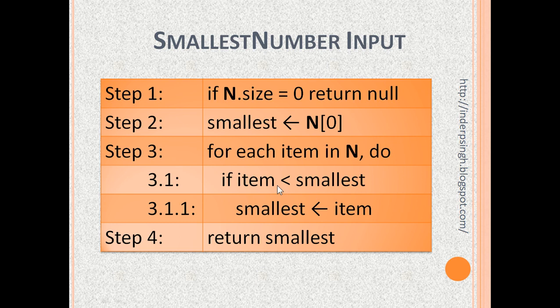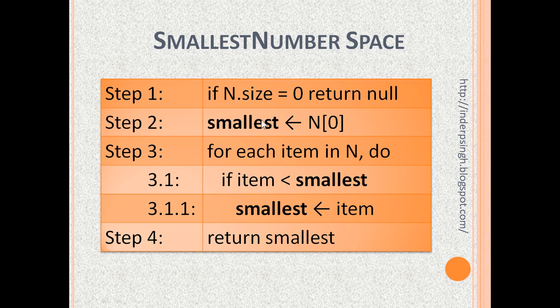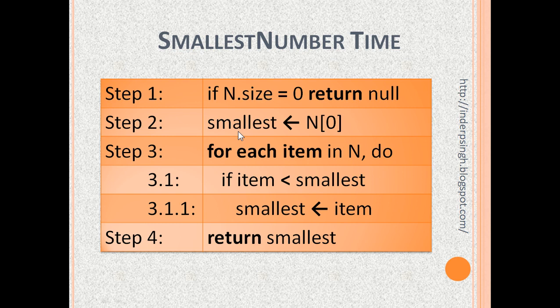Now this algorithm takes the input, which is the list n, that we have to give as input whenever we want to use this algorithm. Now this algorithm needs space for the variable smallest, just for the variable smallest. Also, this algorithm needs time to run. It needs time to return the output. So the return statement takes some time to execute.